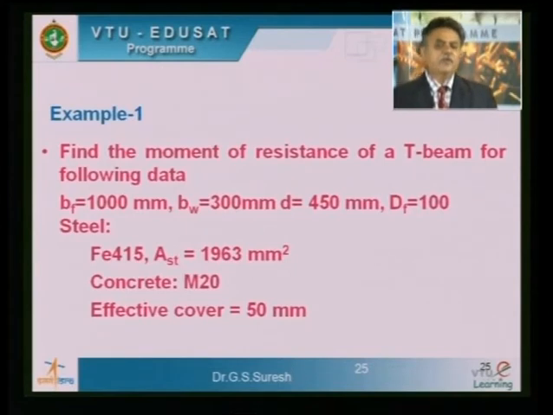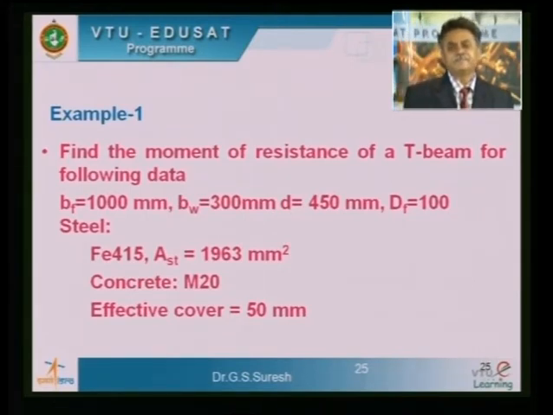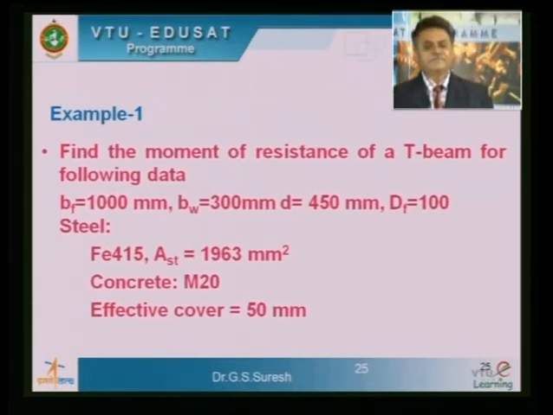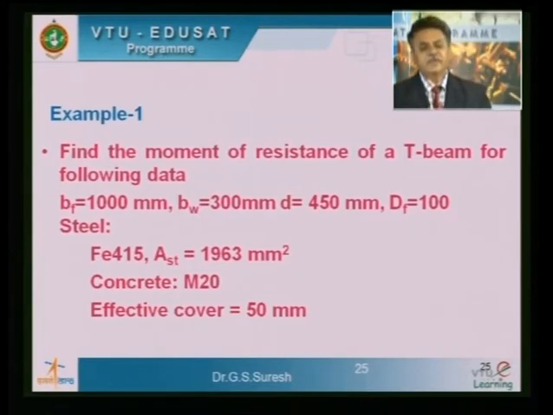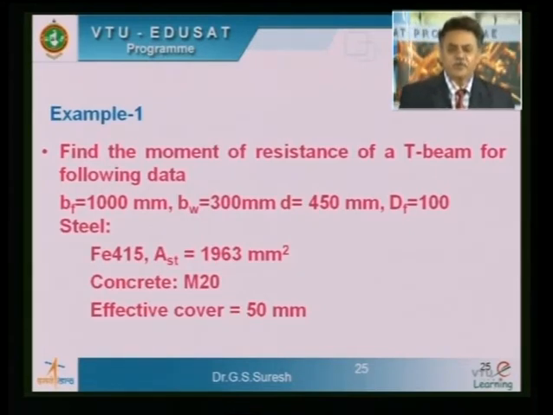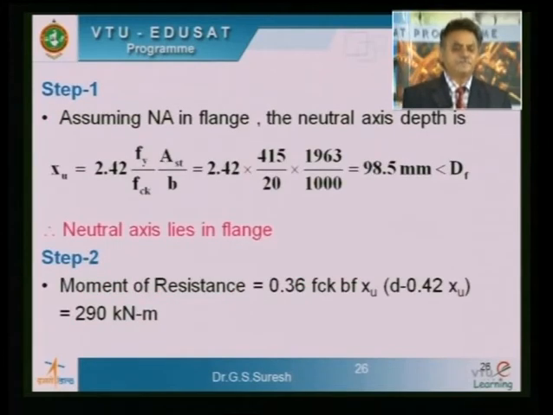Friends, we have the first problem with the data. Flange width is 1000 mm, width of the web is 300 mm, effective depth is 450 mm, and the thickness of the slab is 100 mm. The area of steel provided in the tension zone is 1963 mm squared of type Fe415, concrete is M20, effective cover is 50 mm.